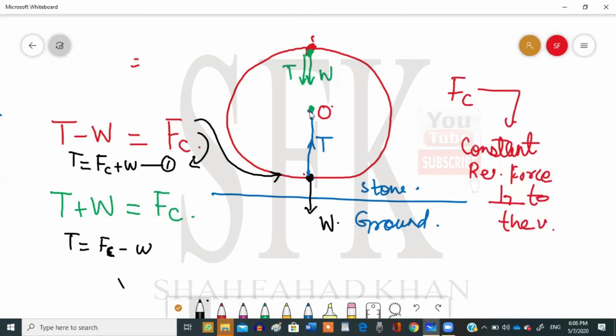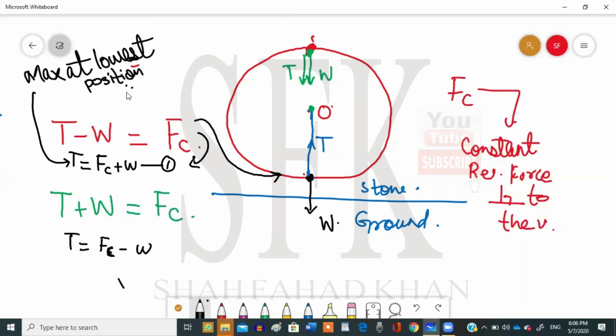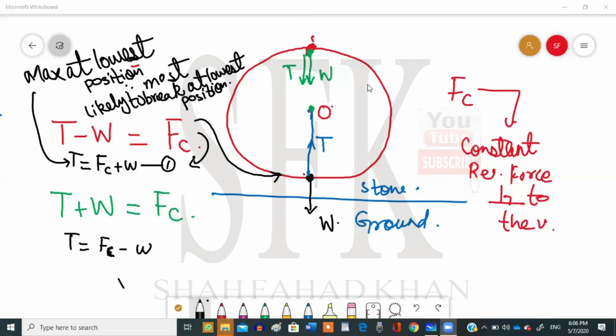So guys, remember something: the value of the tension in the string is maximum at the lowest position, therefore the string is most likely to break at the lowest position. Similarly, if you talk about the highest position, this string is least likely to break at the highest position. Yes, correct, Hassan, red.